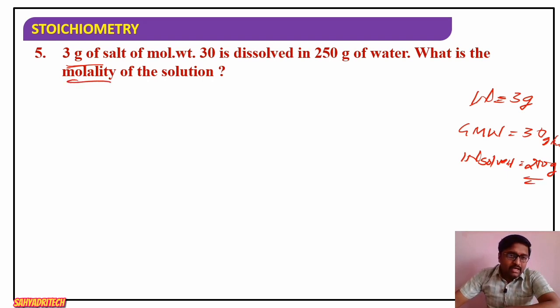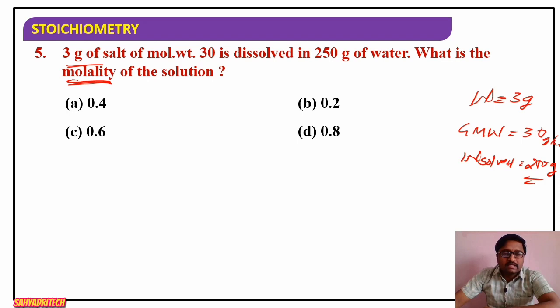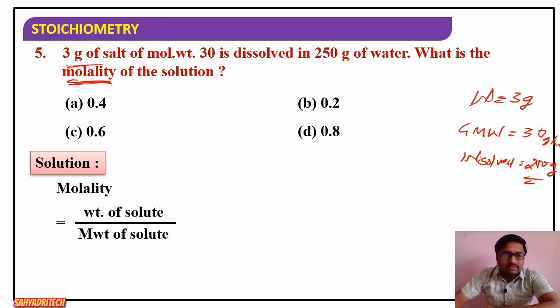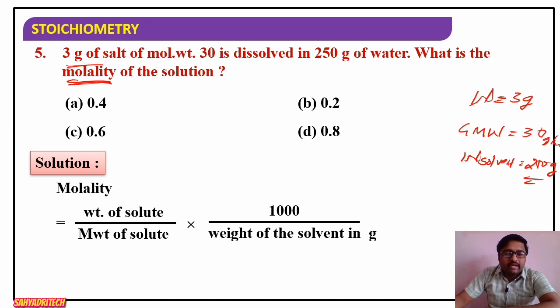What is the molality of the solution? They are asking molality, not molarity. First look at the options: 0.4, 0.2, 0.6 and 0.8. The molality we know. Molality is equal to weight of solute divided by molecular weight of solute, into 1000, divided by weight of solvent in gram. That is the general formula for molality.